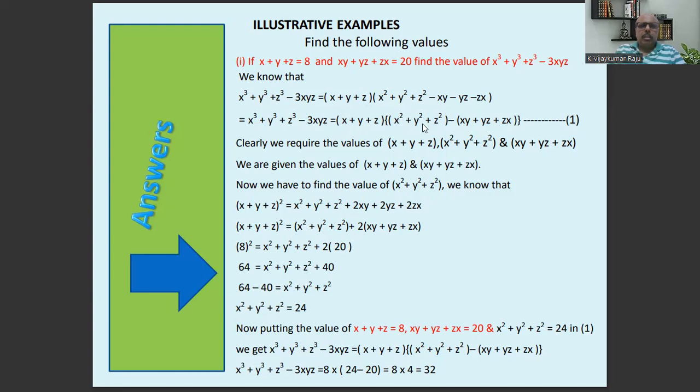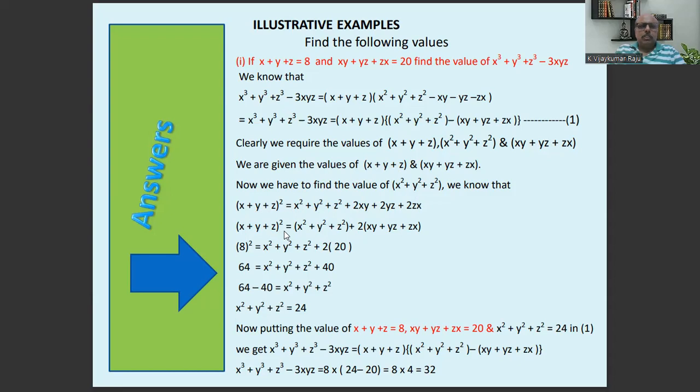Now I need to find the value of x² + y² + z². So clearly we require the values of x + y + z, x² + y² + z², and xy + yz + zx. The values of two of these are given. We have to calculate x² + y² + z². So here we use the identity (x + y + z)² = x² + y² + z² + 2xy + 2yz + 2zx.